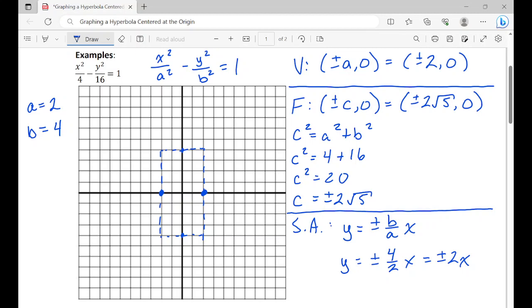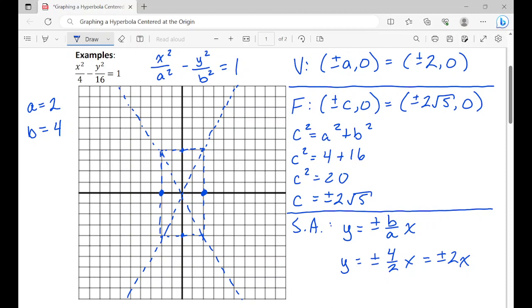And now that I've done that, I can actually graph my slant asymptotes, and it's always going to go from the top of one corner to the bottom of the other corner on each one. So top right through bottom left, and top left through bottom right. So my asymptotes are going to go through like this, and then like this. Now I got my central box, I got my asymptotes graphed, I got my vertices drawn.